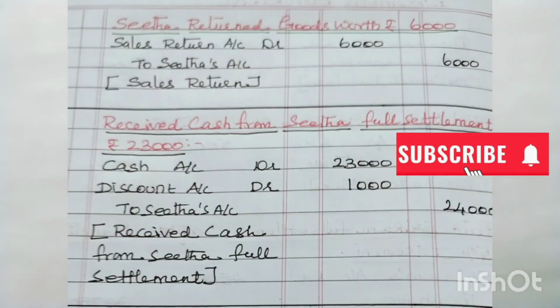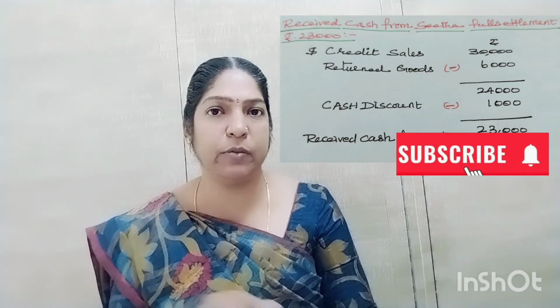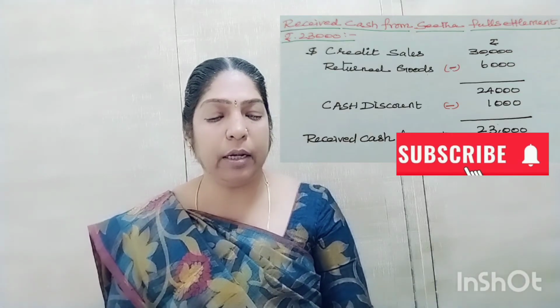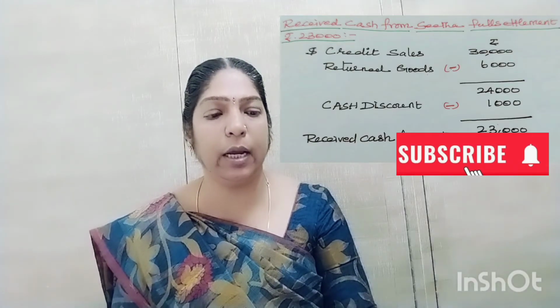Let's read the next transaction. Received cash from Sita, full settlement rupees 23,000. Now we have to make a simple calculation from the above two transactions. What are they? We sold goods on credit to Sita for 30,000 rupees. Then Sita returned goods worth 6,000 rupees. So we have to subtract 6,000 rupees from 30,000. What do you get? You will get 24,000.